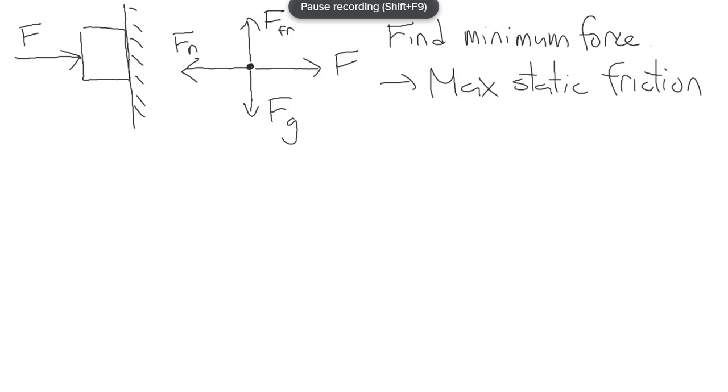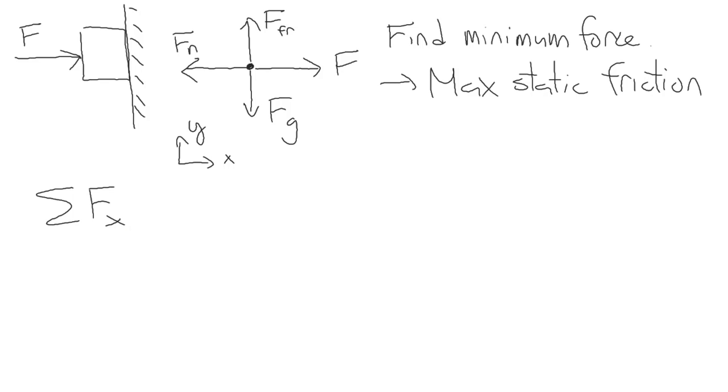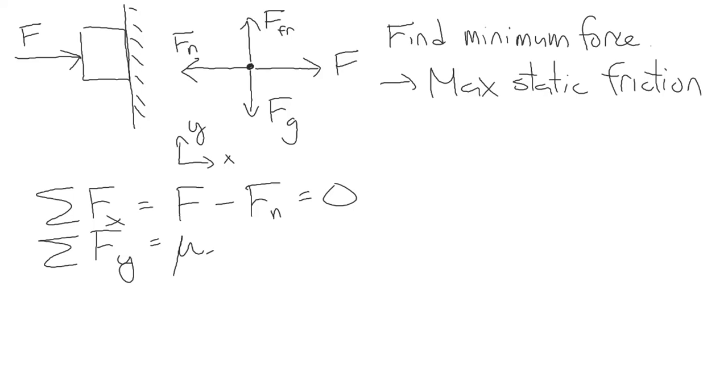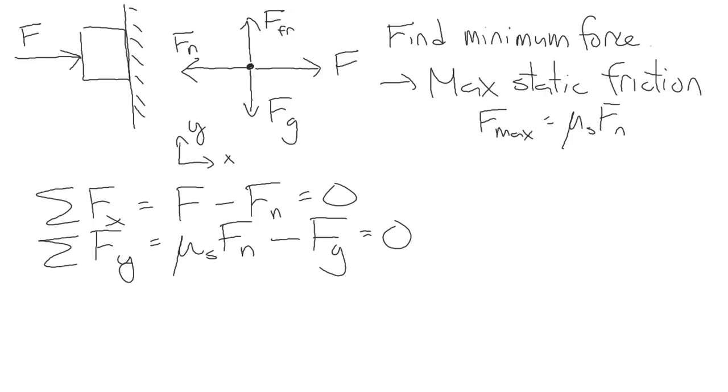So what we have then is we'll choose axes, and we'll choose X and Y, and we'll write down the sum of the forces in the X direction, which is your pushing force, and the normal force goes in the other direction. Oops. Your normal force goes in the other direction. That has to equal 0, and the sum of the forces in the Y direction, there's a force of friction, which is mu S times the normal force minus Fg. Why mu S times the normal force? Because that's the maximum static friction. Okay, that also equals 0 then in the Y direction.